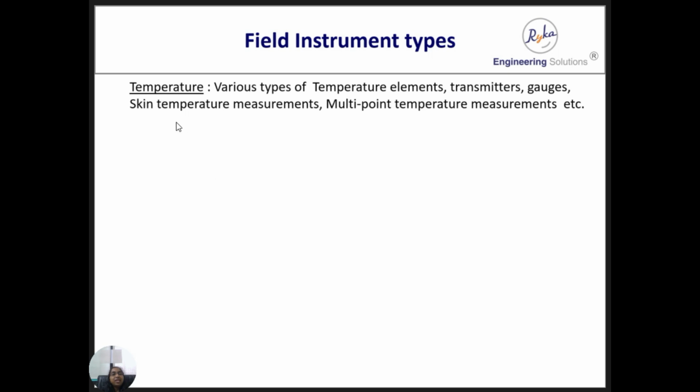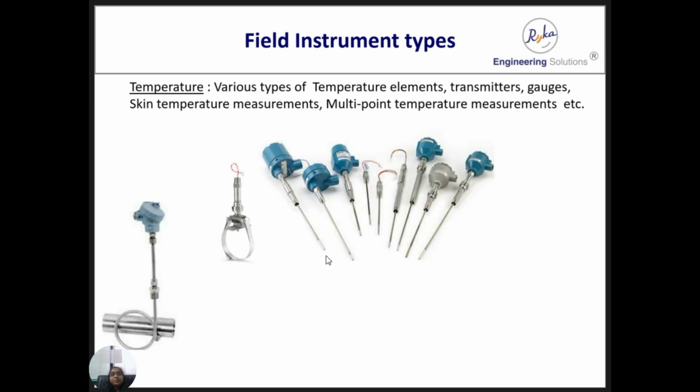Next field instrument type is temperature. There are various types of temperature elements like thermocouples, RTDs, then temperature transmitters are there, temperature gauges are there, skin temperature measurements are there, multi-point temperature measurements are there. So these are typical skin type temperature measurement. This is also skin type. Then these are typical temperature elements, RTDs, thermocouples.